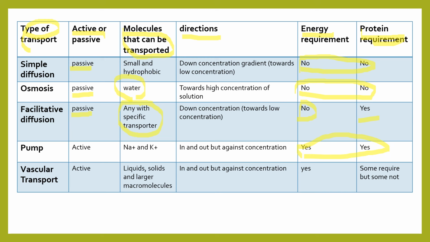Vesicular transport is an active type of transport, and liquids, solids, and larger macromolecules can be transported through vesicular transport. The direction is in and out of the cell. Specifically, it is against the concentration gradient. It requires energy, yes, but sometimes it doesn't require transport proteins, but sometimes it may require these transport proteins. These are summaries of the transport mechanisms through the cell membrane.